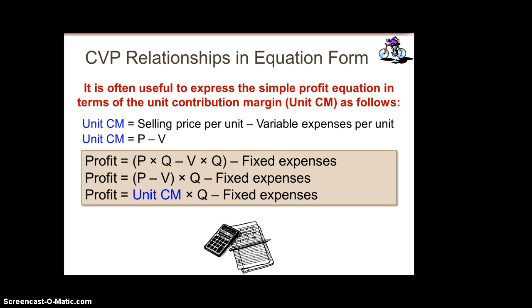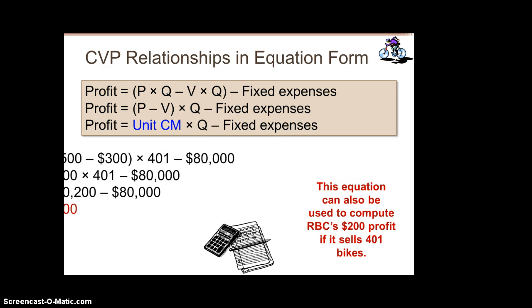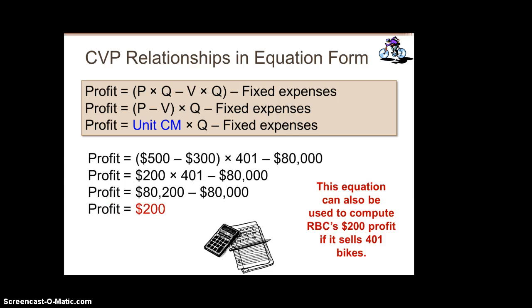We can continue to work with this, where we could refine it even further by just taking the unit contribution margin times the quantity minus the fixed cost. You probably saw that shortcut on one of these slides, looking just like this. The contribution margin is $200 multiplied by 401 units less the 80 grand gives us profit of $200.